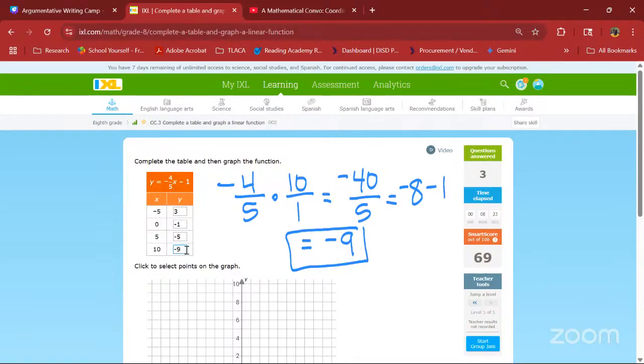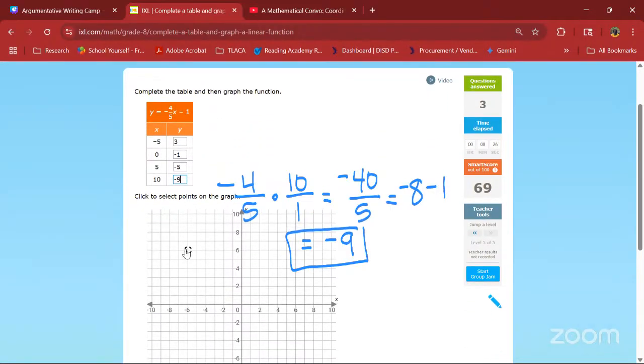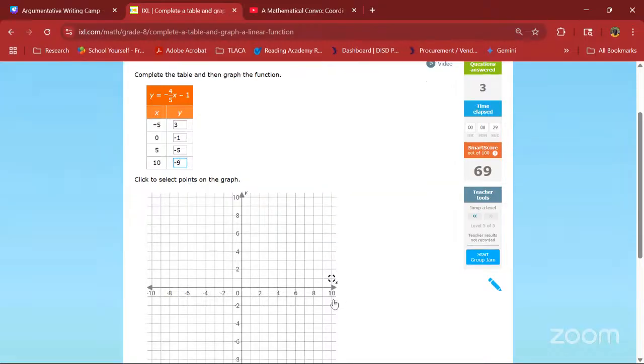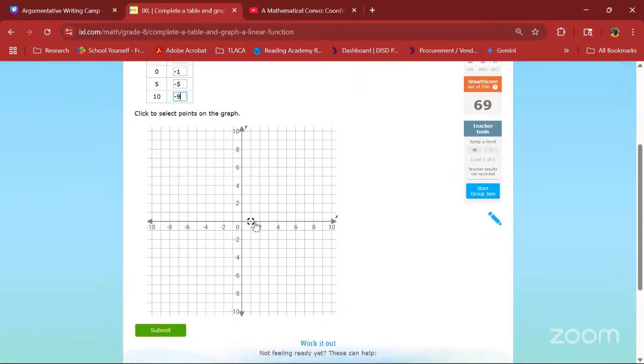And now all we have to do is graph it. So we're going to do 10, -9. Let's do positive 10 over, and go down to -9. And then let's go over positive 5 and go down to -5. You got to be very careful. You don't want to choose the wrong thing. Positive 5 is here in between 4 and 6. Go down to -5, in between -4 and -6. And let's see if we got it. Think we got it, Jen? We got it.